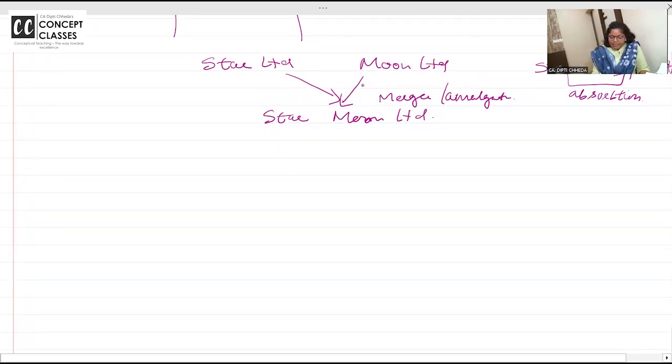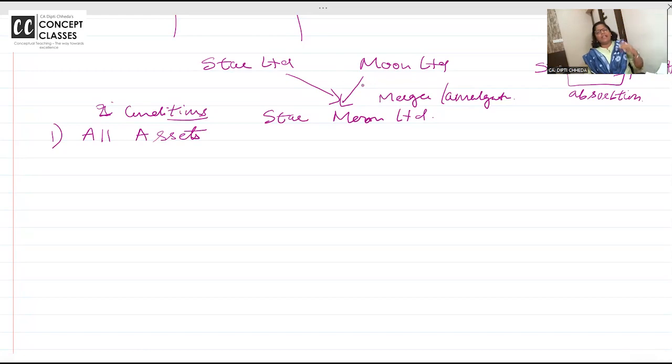Now, when Star and Moon are merging, are all the assets and liabilities transferred? First condition. Two conditions. I'm writing two conditions. If you want, you can write running notes with me. This will clarify your mindset and you will do well in the exam. I'm giving limited notes. All assets and liabilities should be transferred. Like we have amalgamation in the nature of merger and purchase. So in a merger, all assets, we will take this asset, we will not take liabilities, that does not work. Okay? So all the assets and liabilities are transferred.